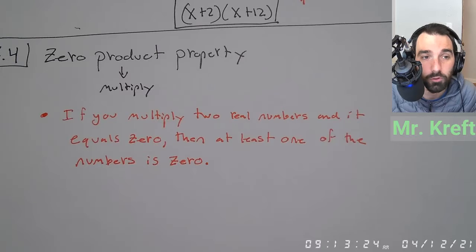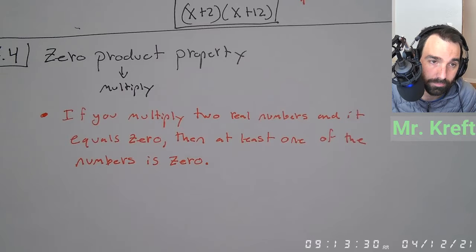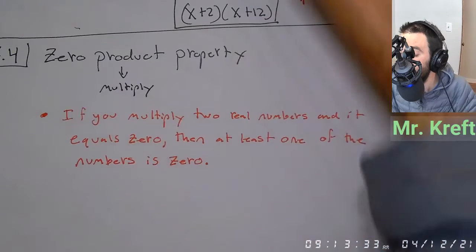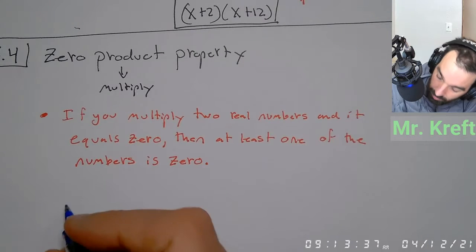Okay, so zero product property. If you multiply two real numbers and it equals 0, then at least one of the numbers has to be 0. Okay, and so that's it as words. And so what we're going to do next is we're going to write this down with symbols.